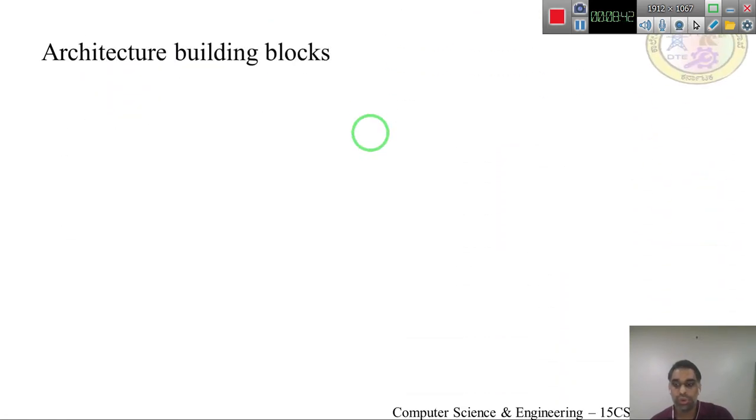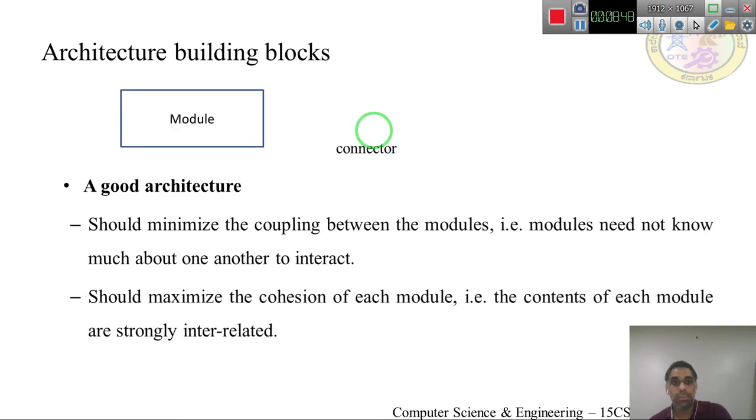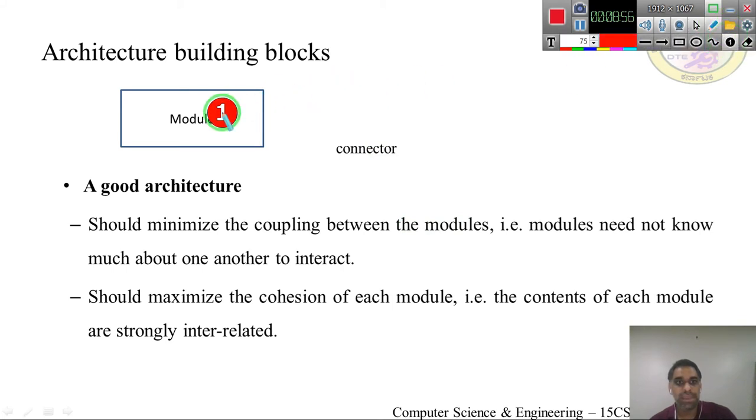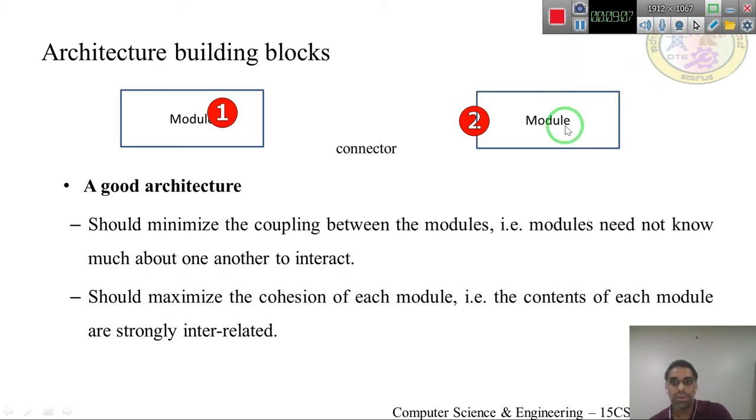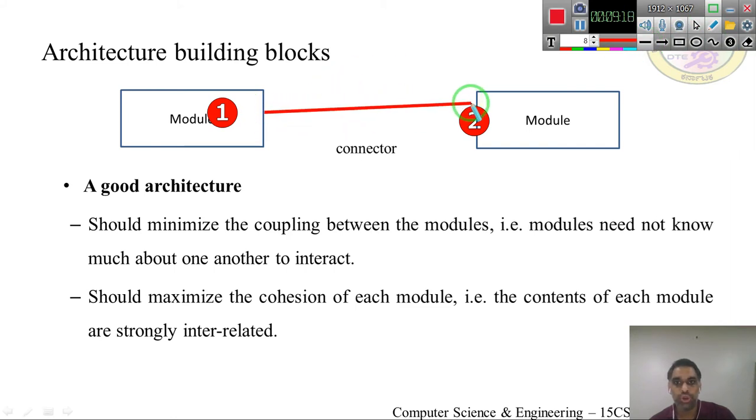architecture building blocks. So in architecture building blocks, module would be the basic building block of architecture. So I can say this as my module 1, fine, and this as my module 2. Okay, then what would happen? Then there should be a connector between these two modules such that the interaction takes place between module 1 and module 2. Fine. Why does interaction have to take place?